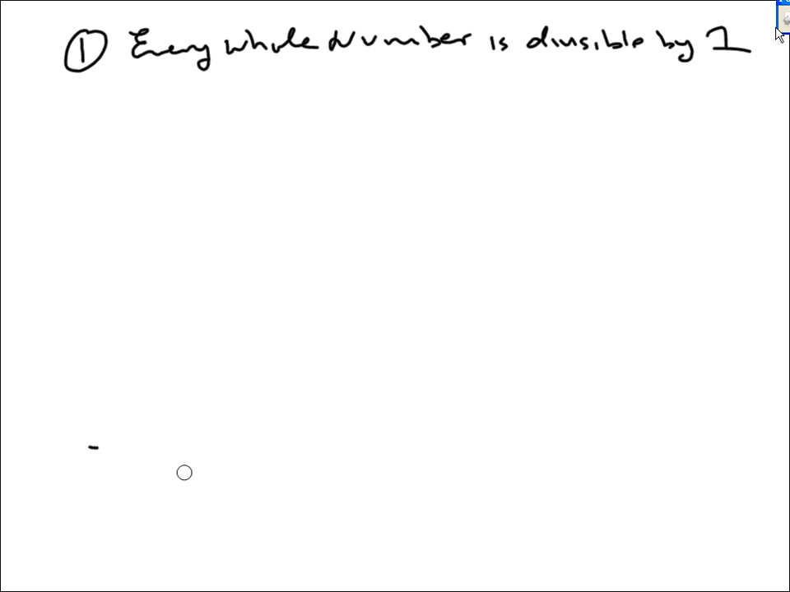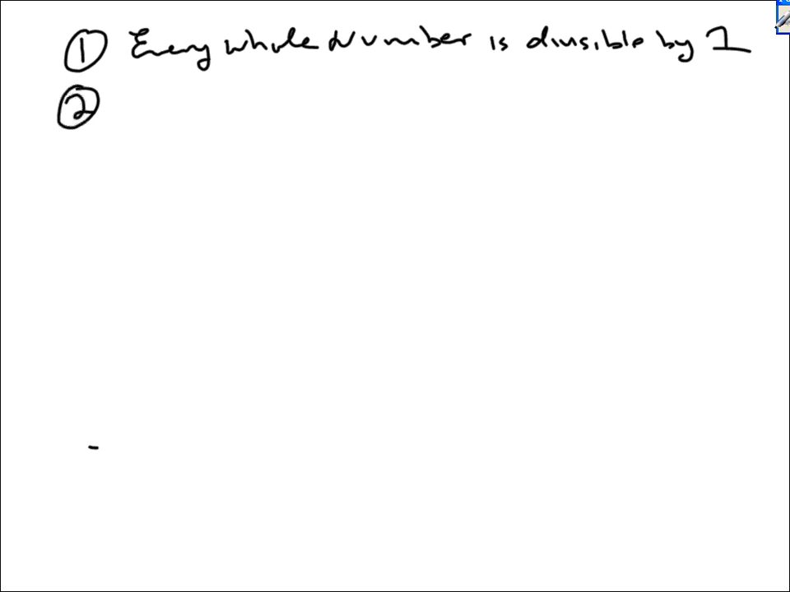Well, it just is. Every number is divisible by 1. I may have said 3. I meant to say 1. How do you tell if a number is divisible by 1? You just say, yes, it is.